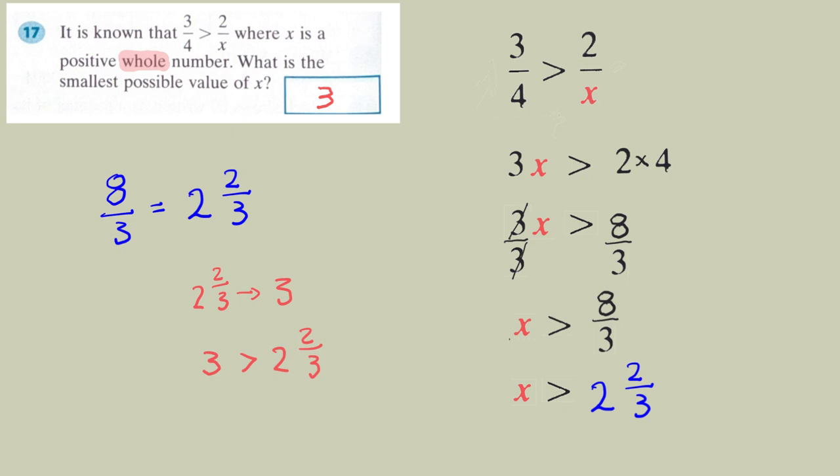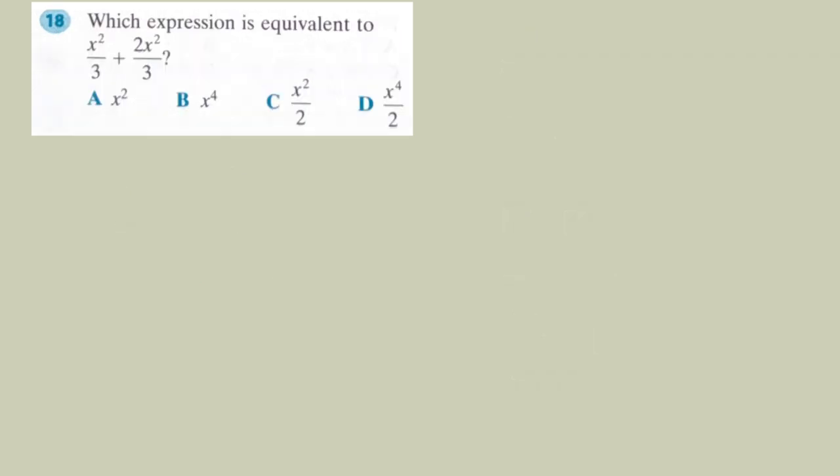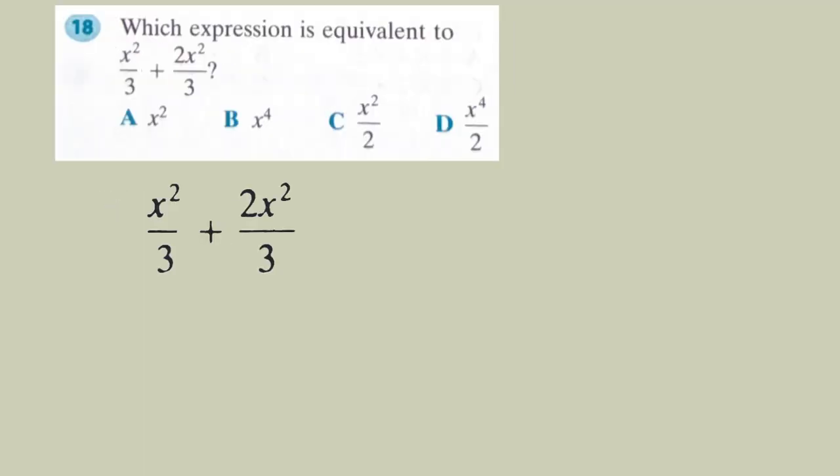So which expression is equivalent to x squared on 3 plus 2x squared on 3? Since this expression has both 3 and 3 in the denominator, we could easily write it as x squared plus 2x squared over 3.